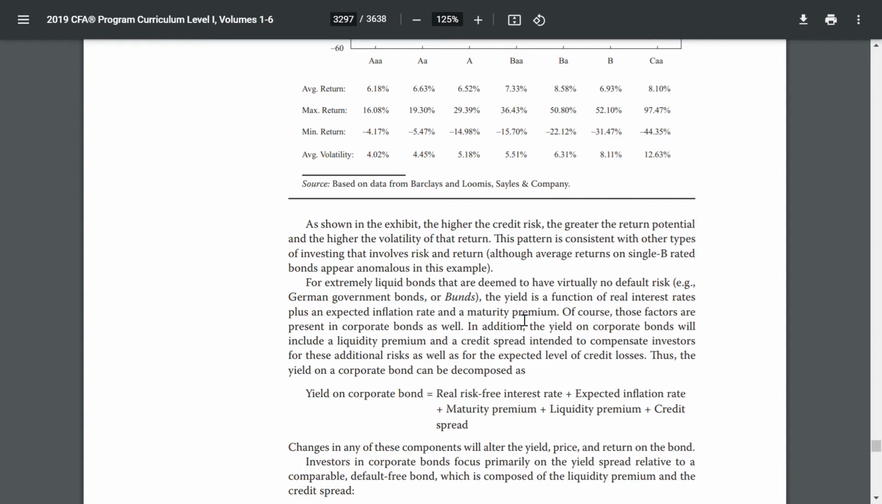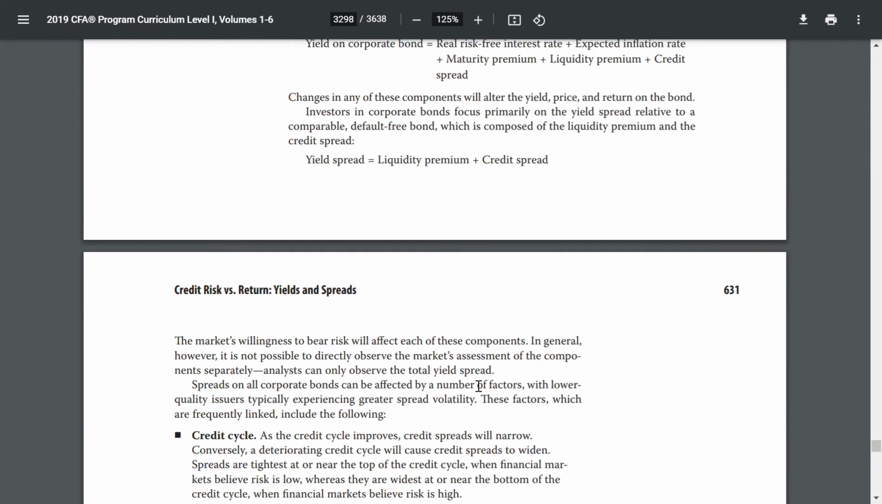For extremely liquid bonds that are deemed to be virtually non-default risk, yield is a function of real interest rates plus the expected inflation rate and the maturity premium. Of course, these factors are present in corporate bonds as well. In addition, the yield on corporate bonds will include a liquidity premium and a credit spread intended to compensate investors for those additional risks as well as for the expected level of credit loss. Thus, the yield on a corporate bond can be decomposed as such.